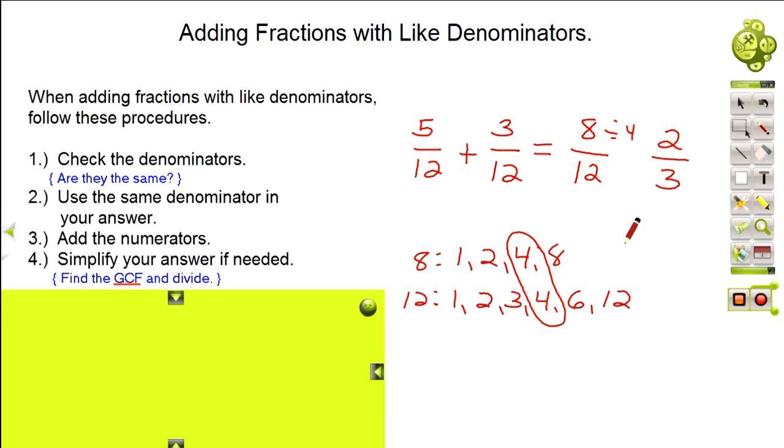So our answer for this problem, 5 twelfths plus 3 twelfths equals 8 twelfths. Our greatest common factor is 4. 8 divided by 4 is 2. 12 divided by 4 is 3.